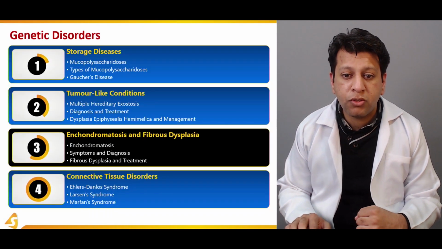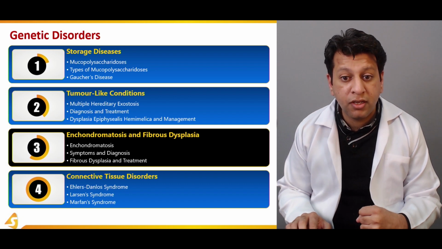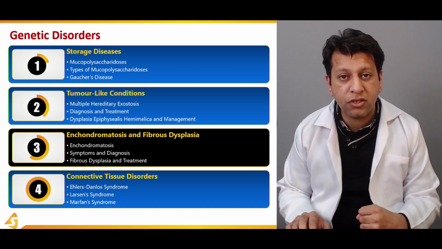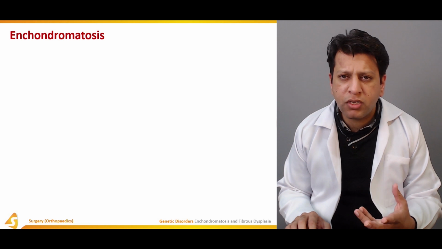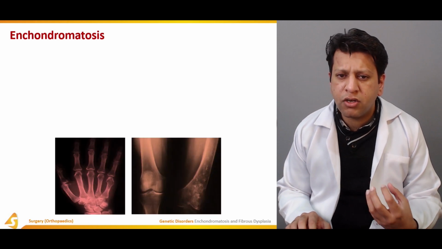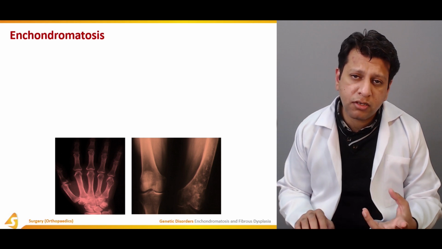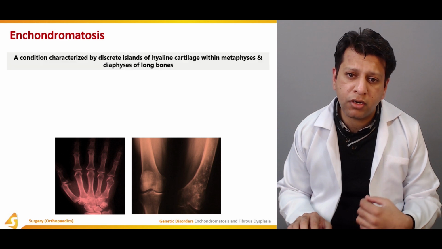So in this section we'll be going through enchondromatosis, its types, symptoms, and management. And lastly, we're going through the management of a disease called fibrous dysplasia and its treatment. So what is enchondromatosis? What would the name suggest? It includes chondro, which means something related to cartilage, and en means inside. So these are actually osteochondromas. These are growths inside the medullary cavity.